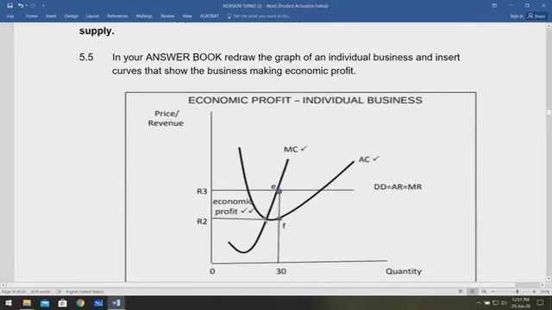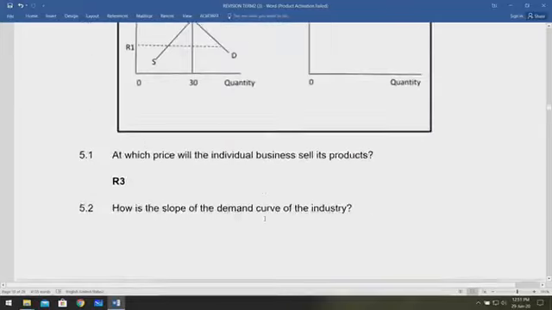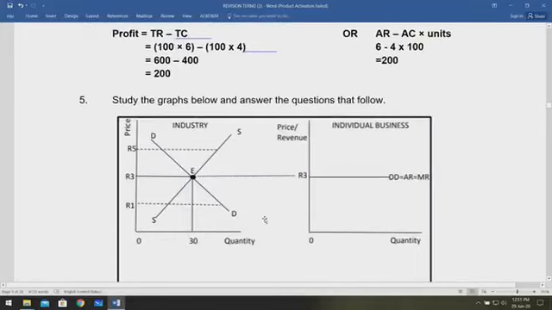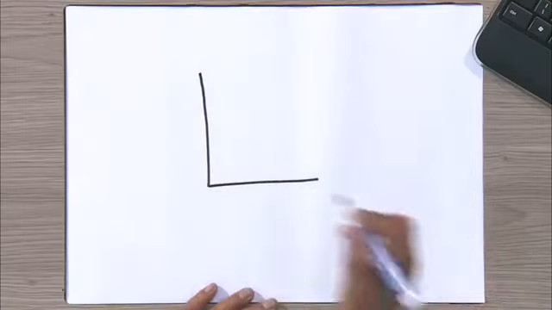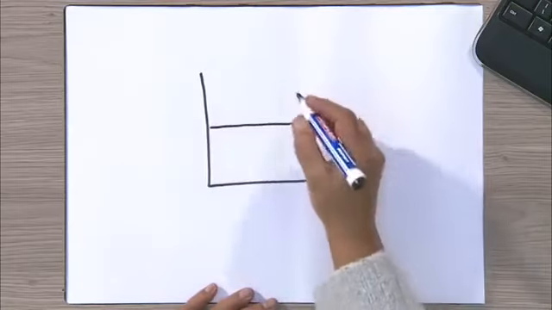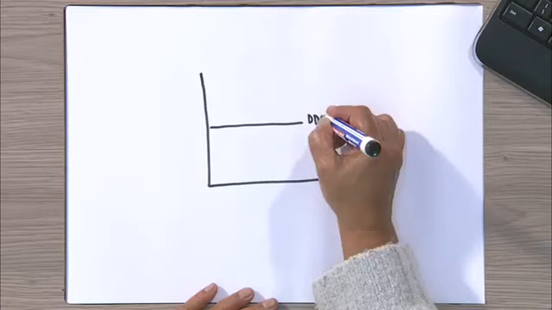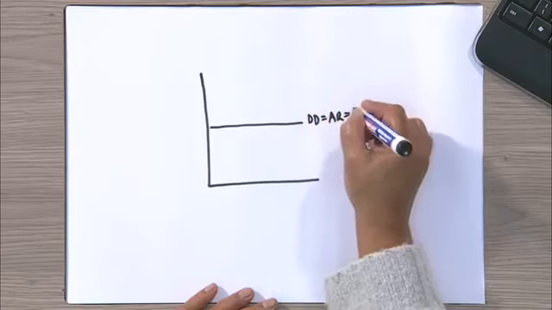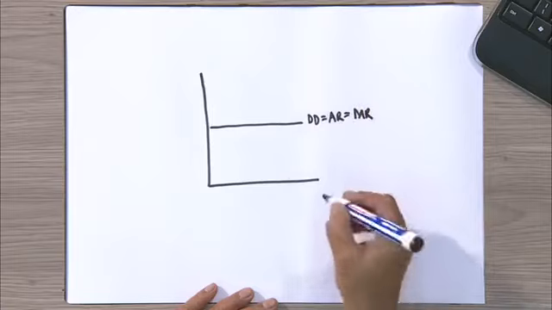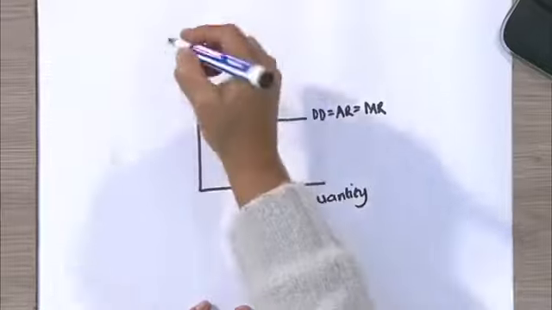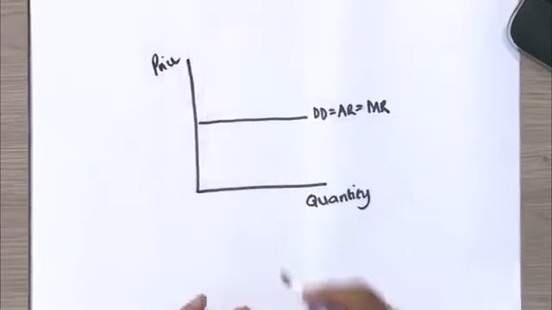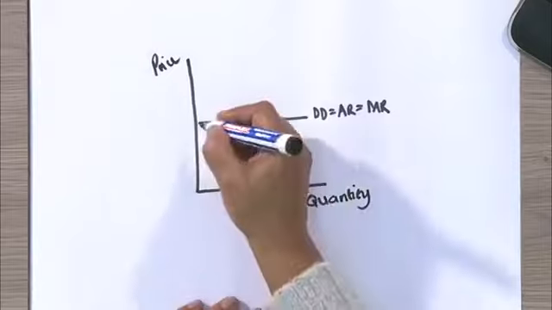Please ensure that. Sometimes students say, but I don't know where to start, so I'm just going to quickly show you that. I have to redraw the business, exactly as I'm seeing it there. And then they've got DD equals AR equals MR. And then this is quantity, and price or revenue. And this is 3 Rand here.